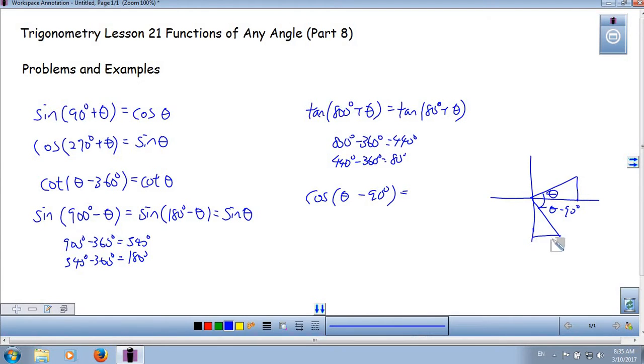So for cosine, which is x over r, this should be equal to sine theta. In fact, this should be equal to 270 plus theta. If you subtract 90, it is equivalent to 270 plus theta. Alright, so let's move on to the next set of problems, examples.